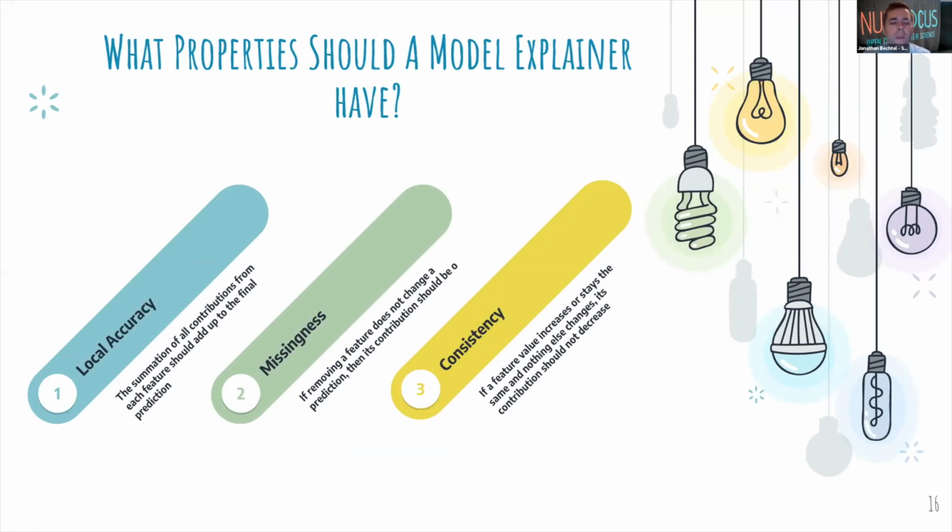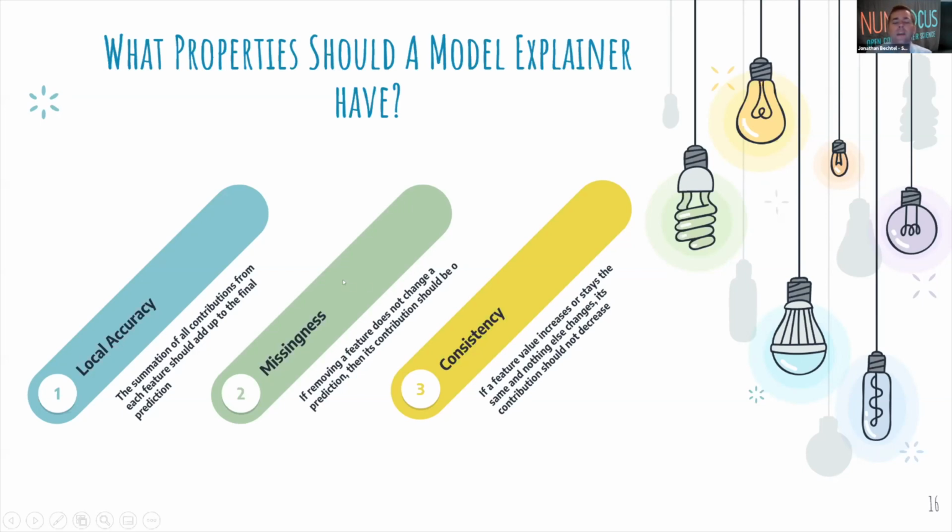Local accuracy is built around the idea that if you add up all of the contributions from your individual features, they should equal your final model's prediction. Meaning, if you take your final prediction and break it down into all its individual components, and then add them back up, there should be parity between the two.